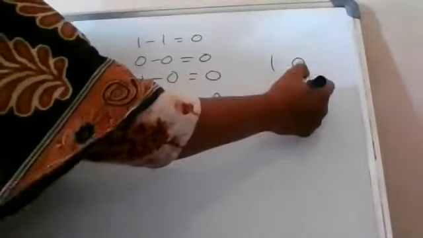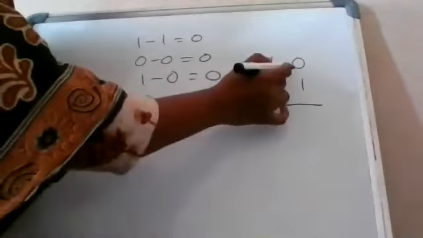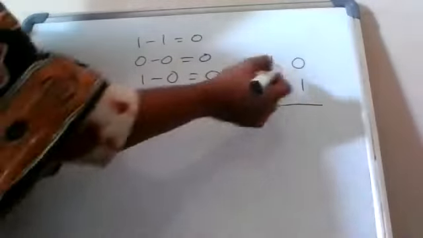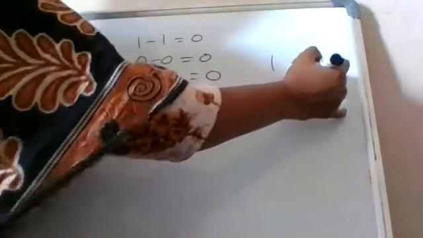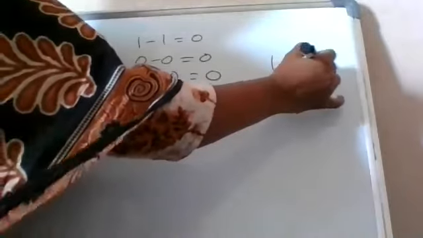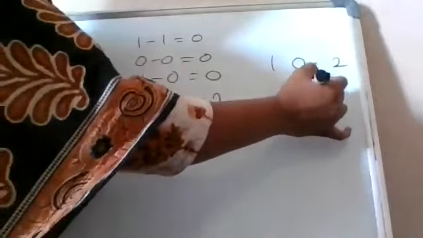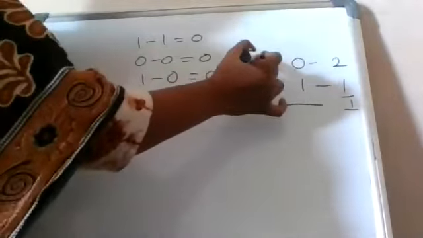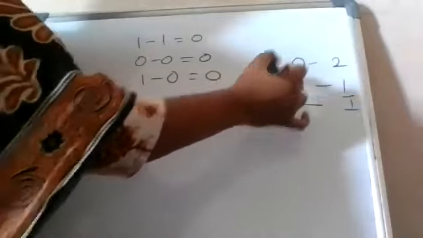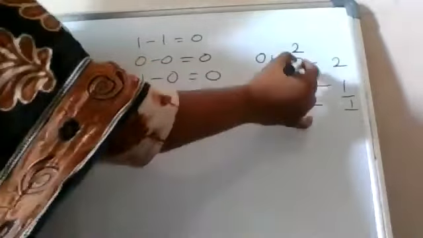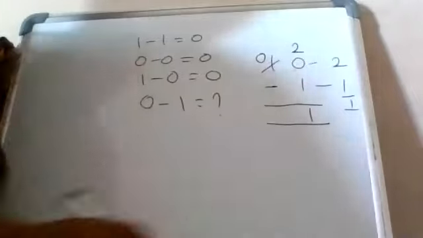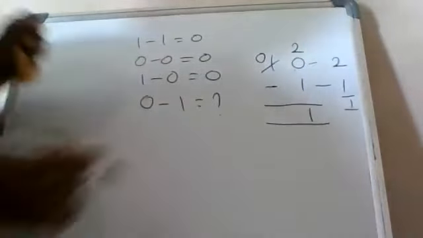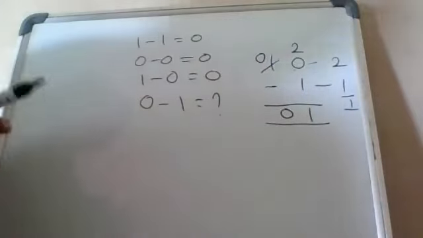Suppose 1, 0, 1. Here 0. Here 0. 0 minus 1. So here in the decimal system 2, 1. 2 minus 1, 1 we get. For this we take the borrow from here. Here 0. Here we get 2. 2 minus 1, 1. Here 0. Okay, clear? These are the conditions.